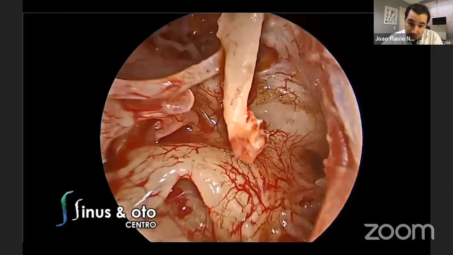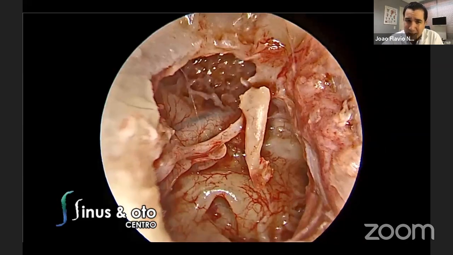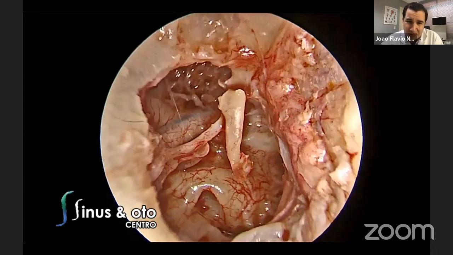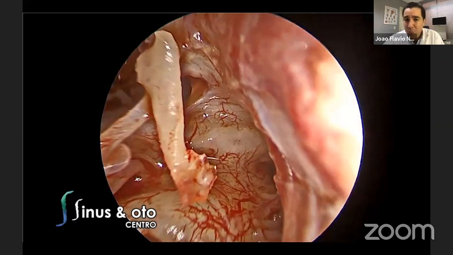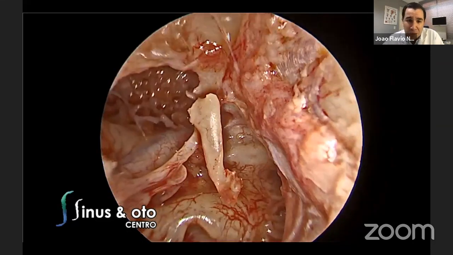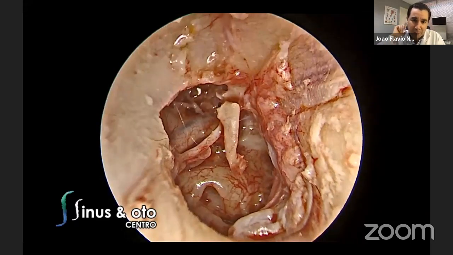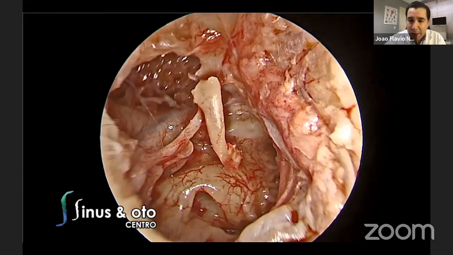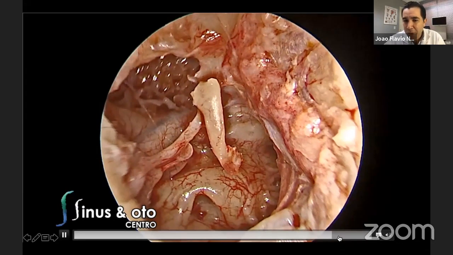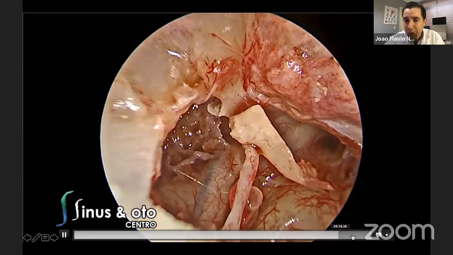You can do it, but for me, I take a lot of time. It's not worth it because you take a lot of time to do this. And at the end, you have to reconstruct the same way. And then for me, it's easier to do a retro auricular approach, mastoidectomy, normal mastoidectomy, and go to the antrum to remove if we have disease over there, as we can see.